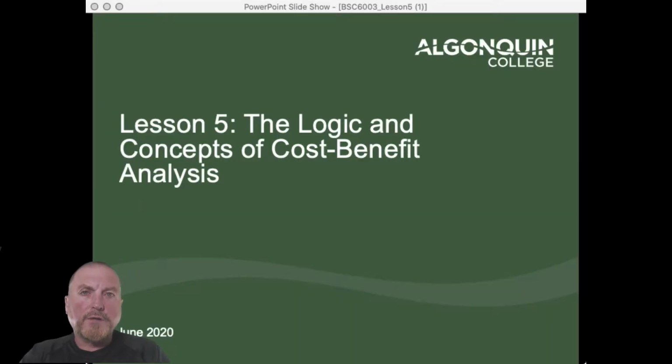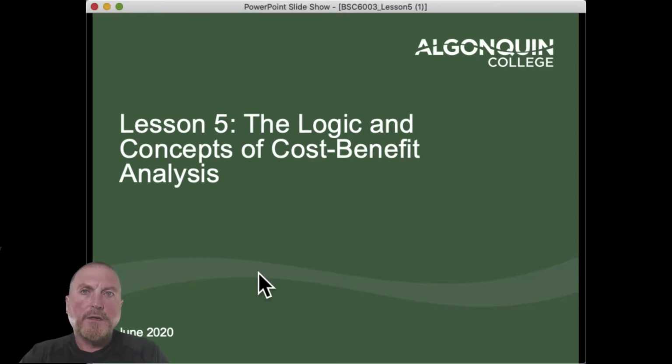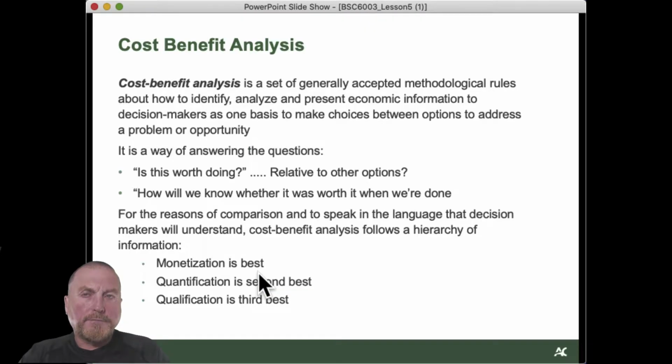So let's deal with the logic and concepts of cost-benefit analysis. It's important for me to give you now, let's benchmark what we've done so far and how it's going to fit into our cost-benefit analysis framework, all right? So let me just start off by giving you some of the basic concepts.